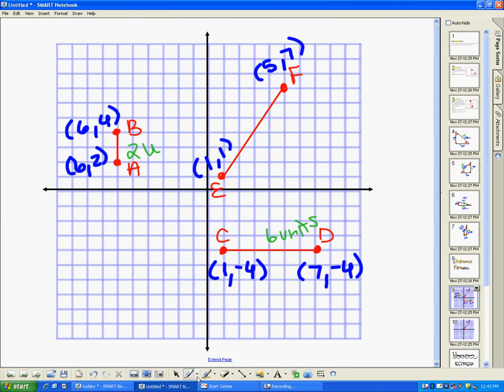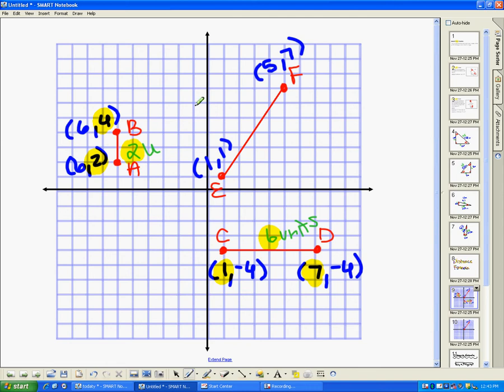So what I want to point out is that if we're looking between A and B, the x's do not change, but if you look at your y's, A is at 2 and B is at 4. Well, 4 minus 2 is 2. If you look down here at CD, your y's do not change because it's a horizontal line, but your x's, C is at 1 and D is at 7. 7 minus 1 is 6. So that's one way you can look at the coordinates to help you determine the distance.